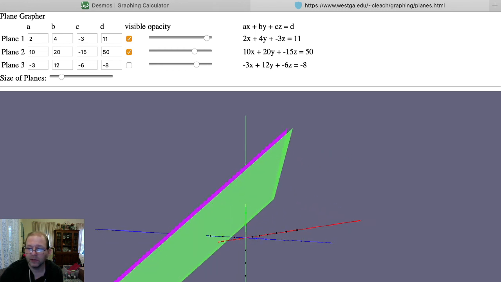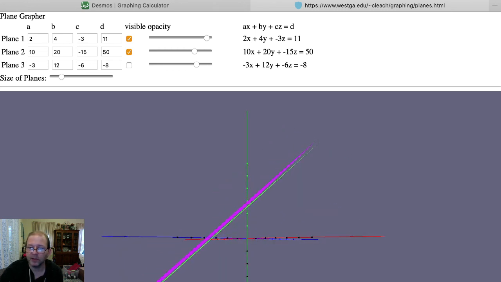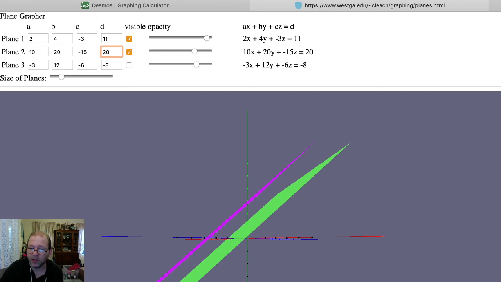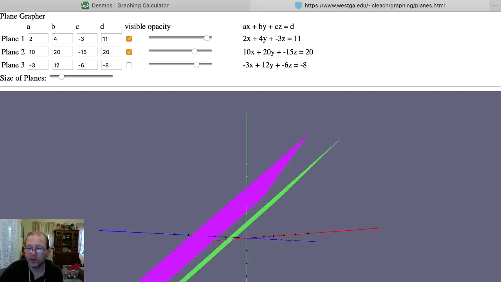And you can see that here. They're still pretty close together. Let's make this, say, 30. Yeah. The farther apart we make these, the farther apart they get, but they're parallel.